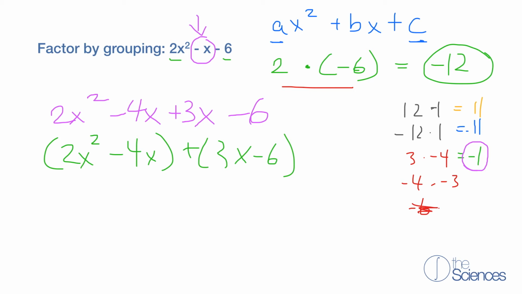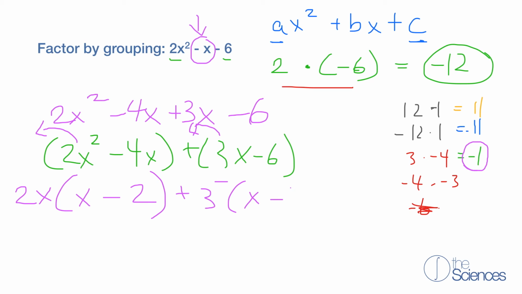Now we're going to factor out a 2x, which is our greatest common factor from the first group. And in the second group our greatest common factor is just 3, so we're going to factor out a 3. When we do that, we have 2x times x minus 2, plus 3 times x minus 2. Now we can see that we have a common factor of x minus 2 in each term.